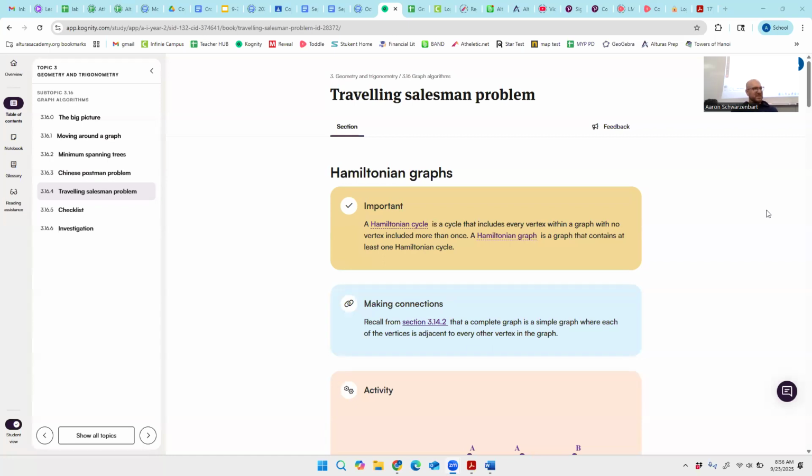This is where the traveling salesman problem goes in. You don't have to hit every road, but you have to hit every vertex. Okay? So a cycle, that's a path, I believe, that hits every vertex. A Hamiltonian cycle is a cycle that includes every vertex within a graph with no vertex included more than once.